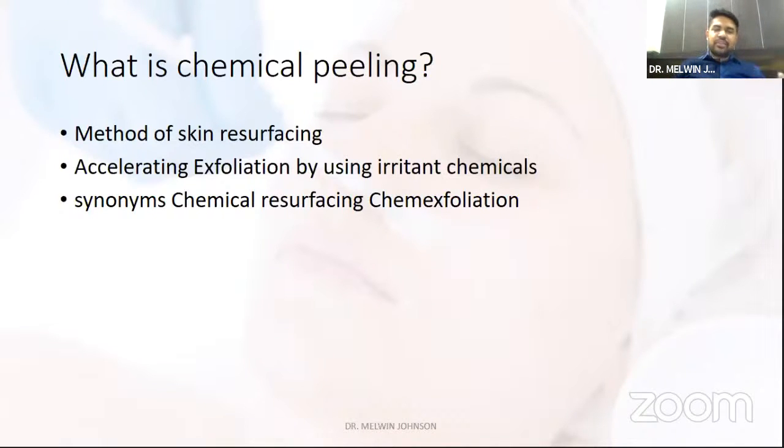So there are other terms that we can use, like chemical resurfacing or chemexfoliation. It is the usage of certain agents that are applied on the skin, left for a certain amount of time, and then neutralized off. Mostly the agents that are used are mild acids. Like other things, this is also a controlled injury that we are inducing on our skin, and depending upon the depth of that injury, we classify the peels.